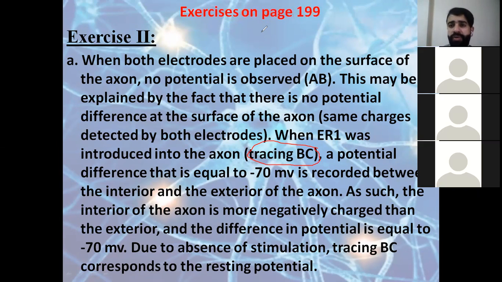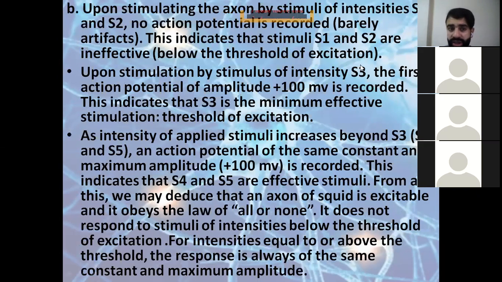However, if we want to move now to part two, talking about the stimulations. Upon stimulating the axon with intensity S1 and S2, there is no action potential recorded. Here we have a small artifact. They are not considered as the action potential. So what does this indicate? I told you that I'm going to solve this and interpret this part. So what does this indicate? This indicates that the stimuli S1 and S2 are ineffective and they are below the threshold of excitation.